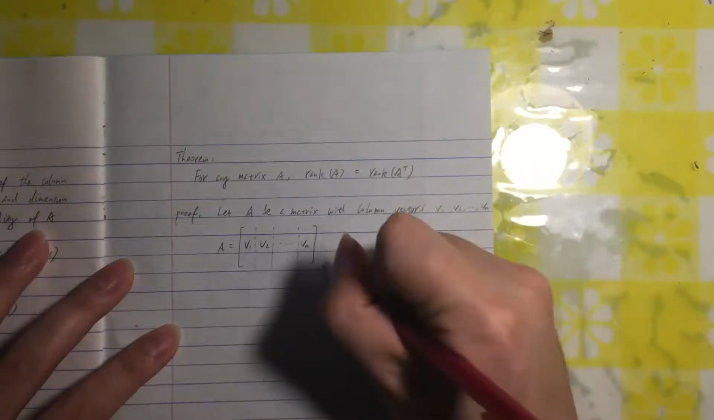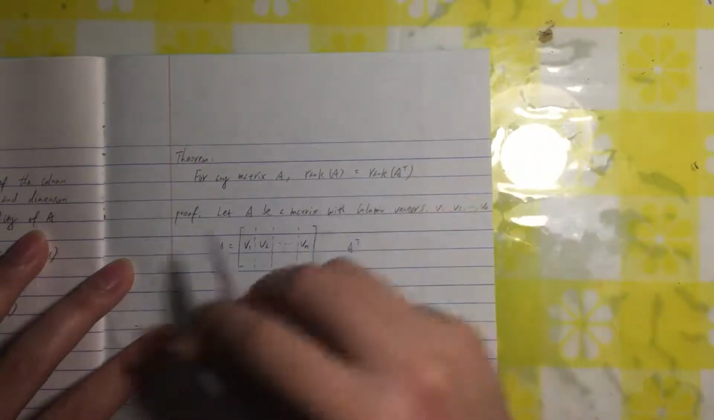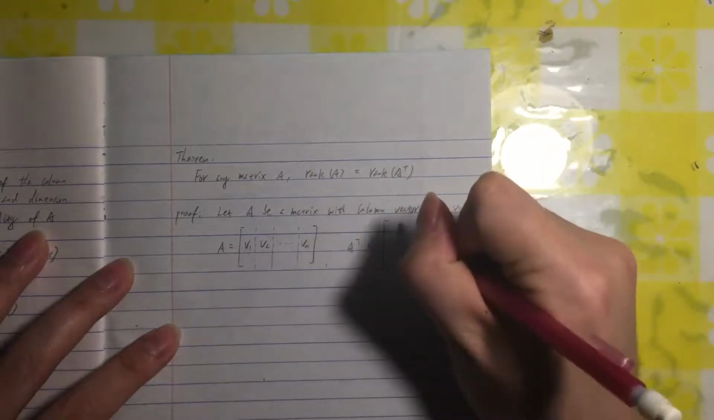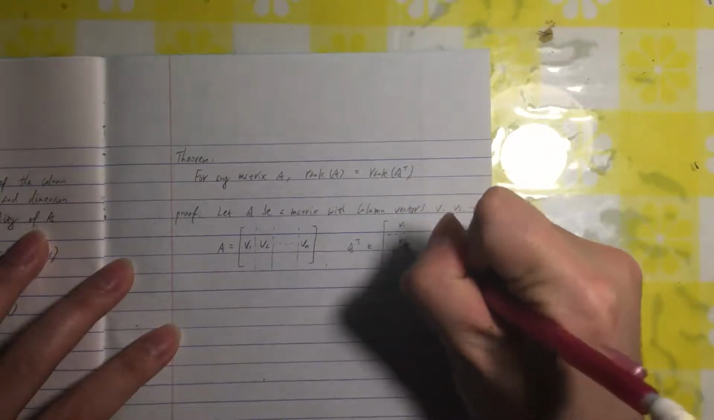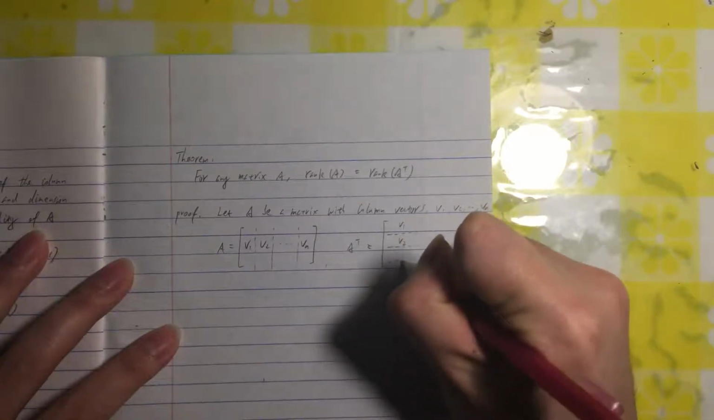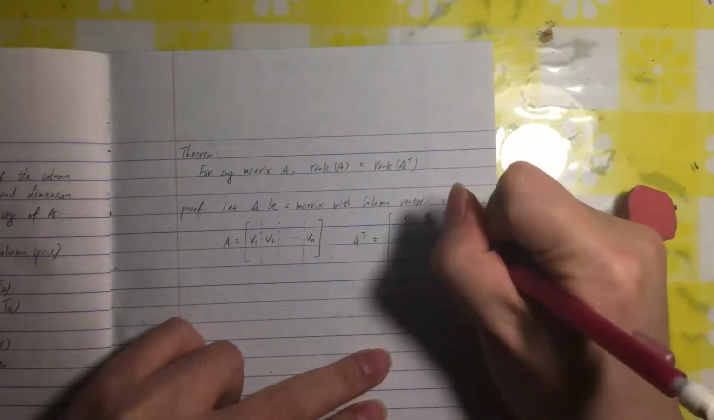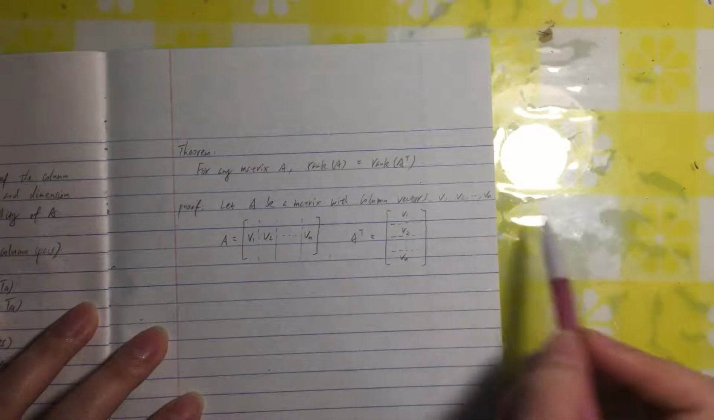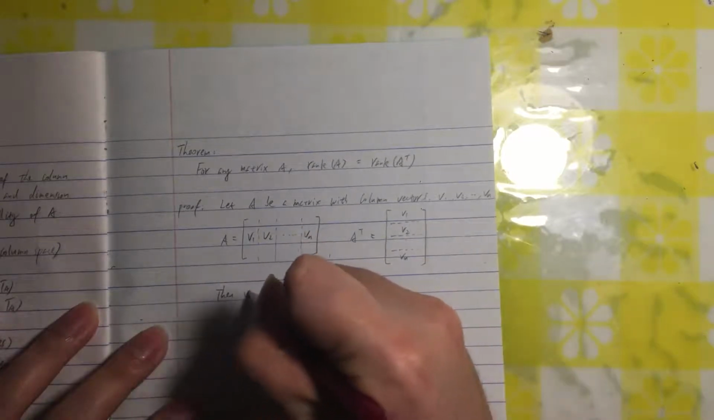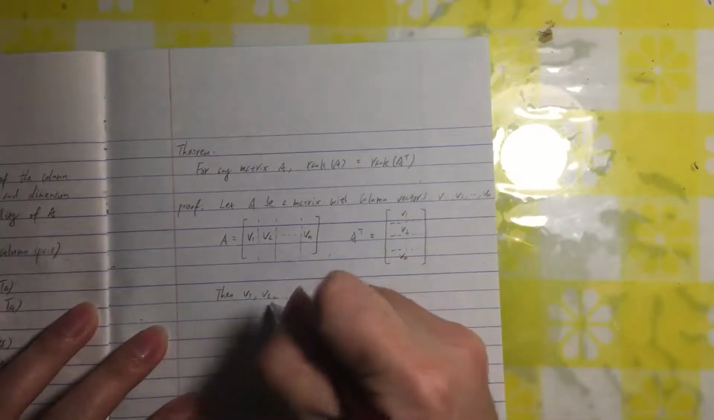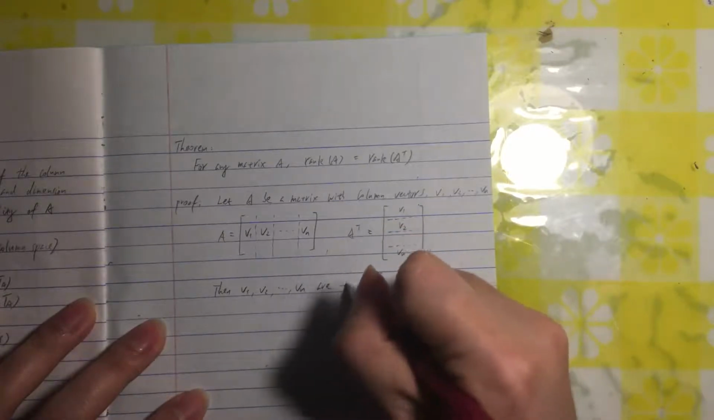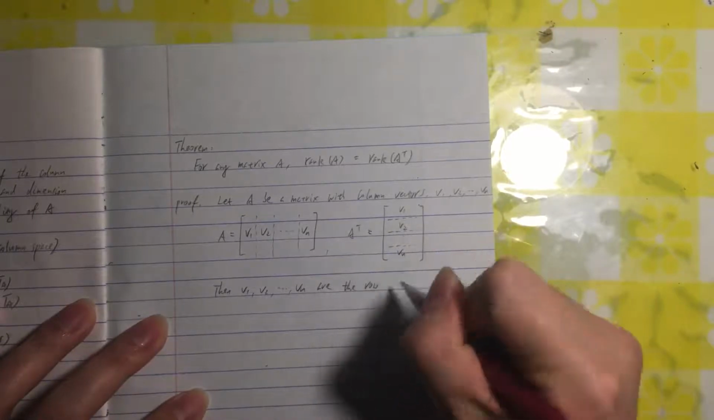Then what's A transpose? For A transpose, we put rows in columns, or we can put columns in rows. So for A transpose, the first row will be V1, the second row will be V2, and continuing, the last row will be Vn. That's A transpose. So let A be a matrix with column vectors V1, V2, Vn. Then the column vectors V1, V2, Vn are the row vectors of A transpose.